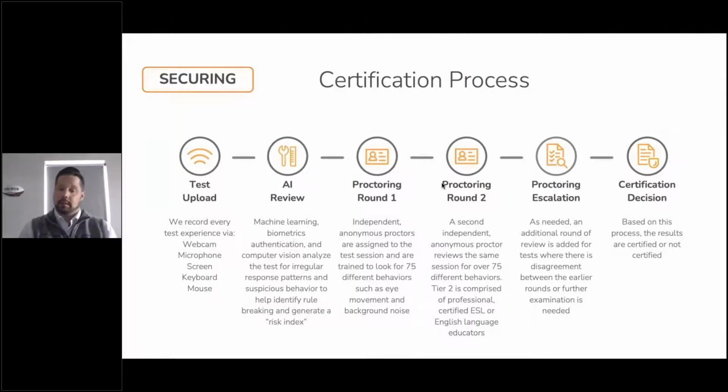Certification process looks a little different. I did want to talk about this because this is going to touch on security as well. So again, if I'm an international student, I take the exam today, I'm going to upload those results. Those are automatically in an AI review. And so AI is kind of flagging anything that looks suspicious. So again, I'm in my house, as probably most of you are as well. If my dog were to come into the camera view, or if my wife were to walk by the camera, AI is looking for anything like that.